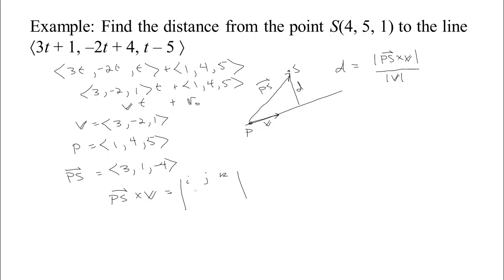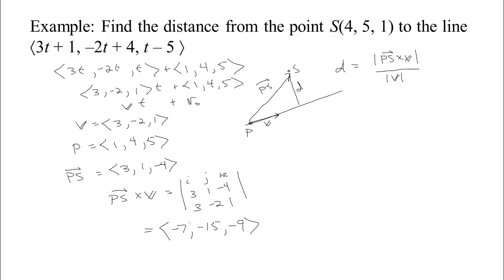To find PS cross V, we can just remember the formula from doing the determinant. I, J, K. PS has entries 3, 1, negative 4, and V has entries 3, negative 2, 1. So the vector we get, let's see, I times 1 minus 8. 1 minus 8 is negative 7. Then j, remember, is in a negative position, but we have to multiply it by 3 minus 12. So 3 minus 12 is 3 plus 12, that's 15. Since j is in a negative position, we'll make it negative 15. And then k, we have negative 6 minus 3 makes negative 9.